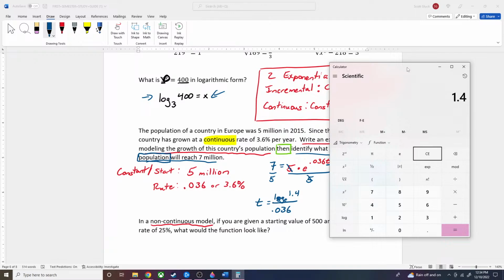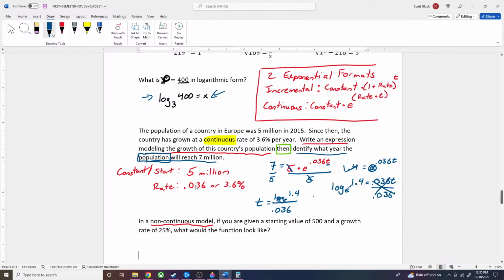So I'm going to plug in my 1.4, and then hit ln. Now it gives me that log. Then I'm going to divide this by 0.036. And doing that gives me the value 9.34. Now, I don't care about the decimals here.